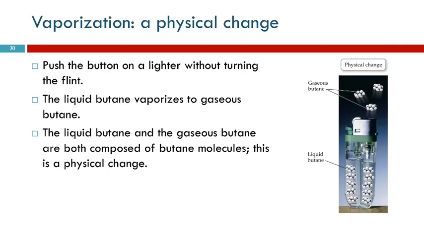So let's look at an example. So here's an illustration of a butane lighter. So here you've got liquid butane inside the lighter, and if you flick this without igniting it, what happens is the butane will begin to escape in the gas form. So it's gone from a liquid to a gas, but the actual molecules are still the same. It's escaping from the lighter. It's a gas now, but the particles are the same. That's a physical change.